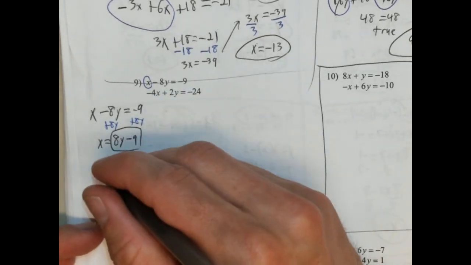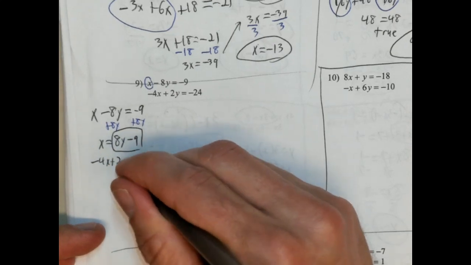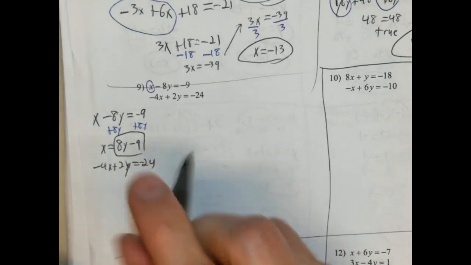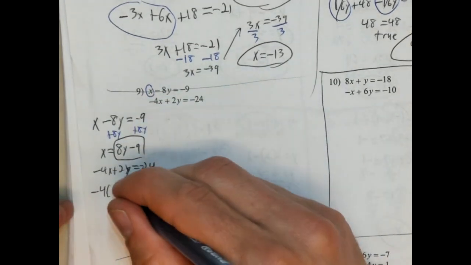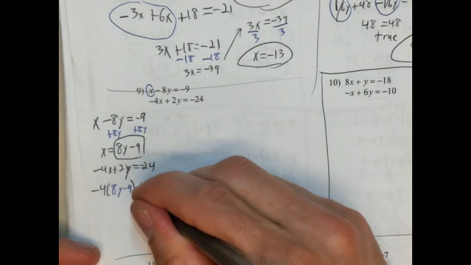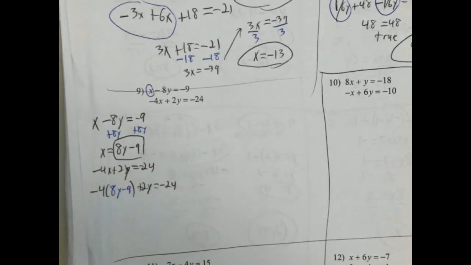So we're going to rewrite this equation. So negative 4x plus 2y equals negative 24. Now we're going to replace this x with this expression. So negative 4 parentheses 8y minus 9, close parentheses, plus 2y equals negative 24. We're going to distribute this negative 4.